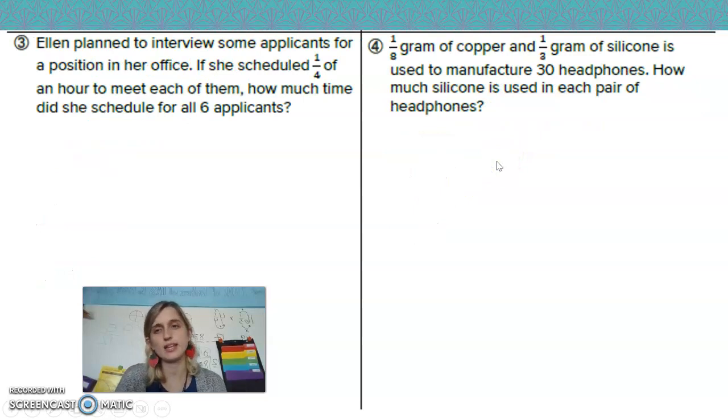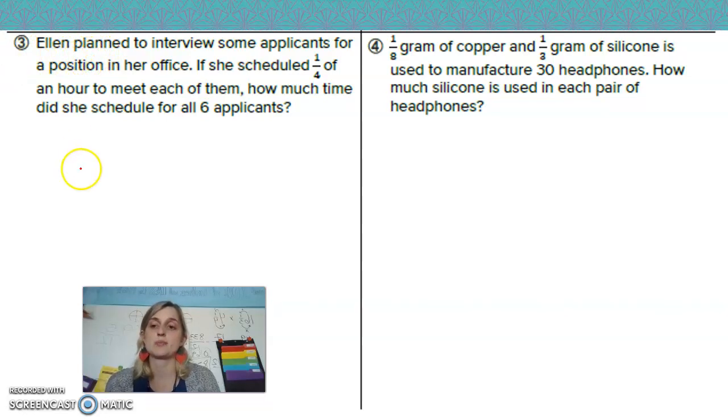Next up, Ellen planned to interview some applicants. Those are people who are applying for jobs. They're applying for a job in her office. She scheduled 1/4 of an hour, also called a quarter hour, so if you see the word quarter, that means 1/4, to meet each of them. How much time did she schedule for all 6 applicants?